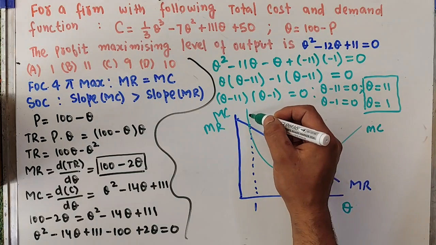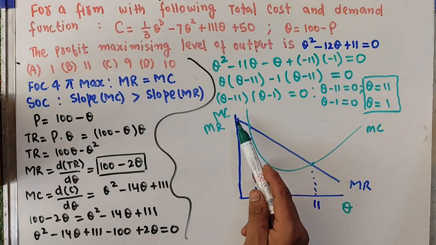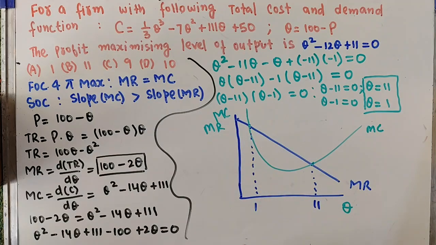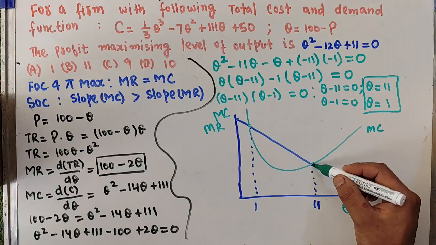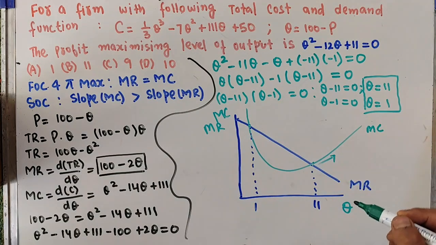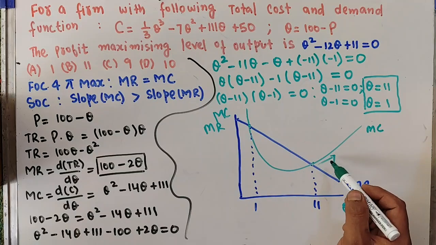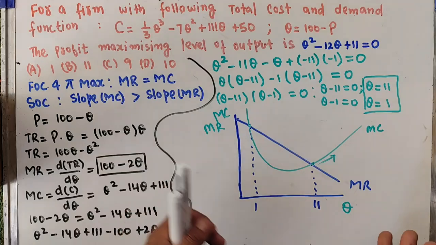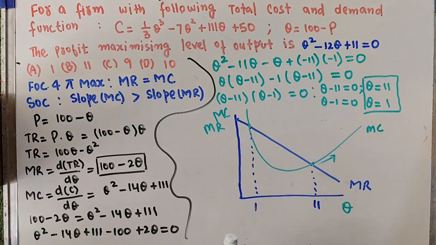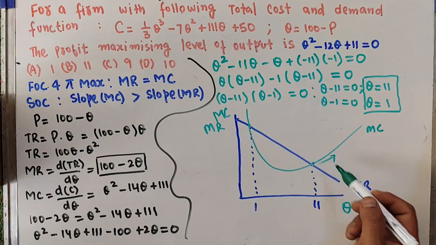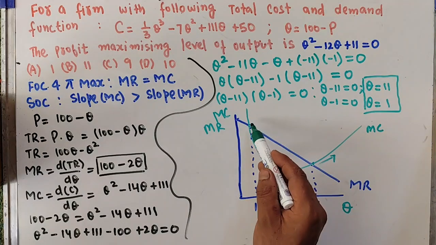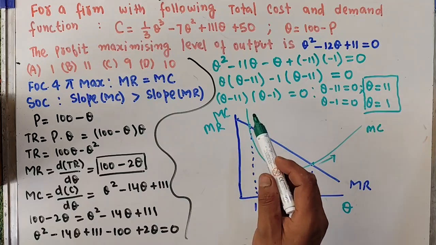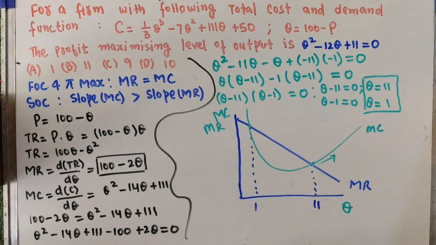Here you can see that at this point the slope of the marginal revenue function is greater than that of the marginal cost function. The slope of the marginal cost is positive and the marginal revenue function is negative. I'm just giving you a rough idea of what we need to find out at the second order condition. So at this point the slope of MC is greater than the slope of marginal revenue, but at this point the slope of the MC is less than the slope of the marginal revenue function.